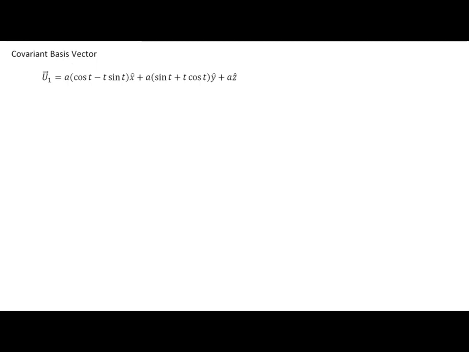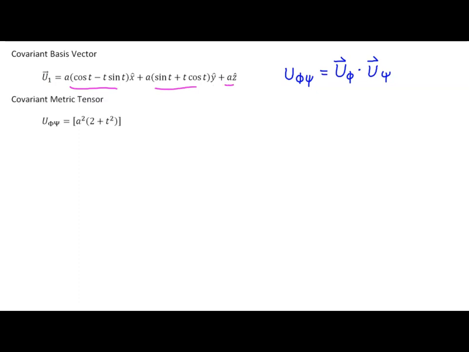Next is the covariant metric tensor, and for that we use this expression. And for a curve, since all of these indexes have to be 1, there's only one possible combination. So the one and only component of our covariant metric tensor is simply the dot product of this covariant basis vector with itself. And when we do that, you square this term, square this term, square this term, add them all together, and you get the only term, which is this. I'll let you validate that algebra on your own.